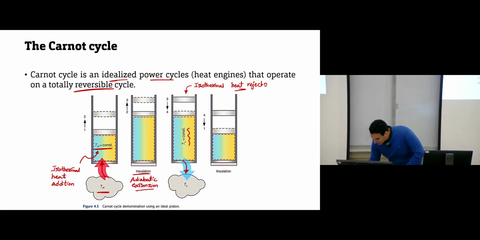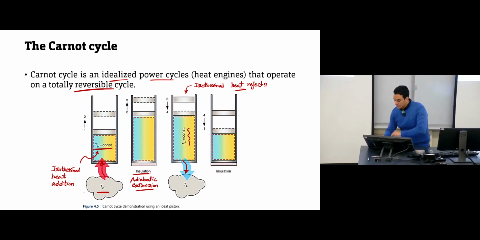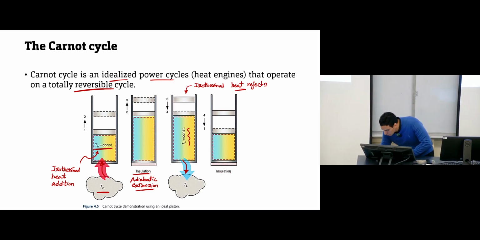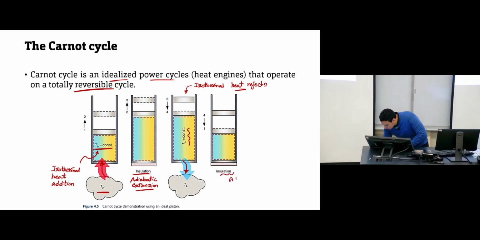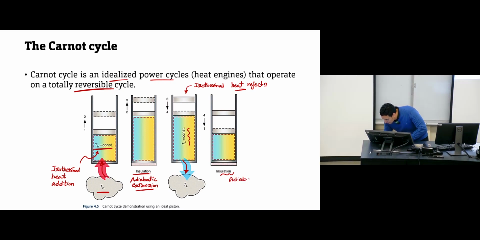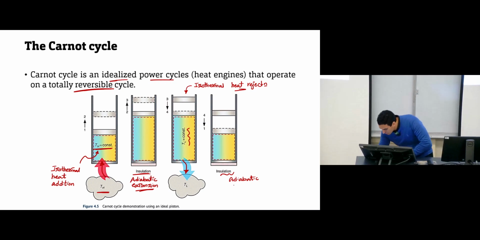Here we have adiabatic expansion. So step number 4 will be the opposite to it. Since we have insulation, it will be adiabatic. Here we have expansion. The opposite for it will be compression.